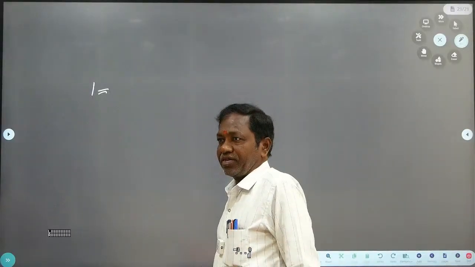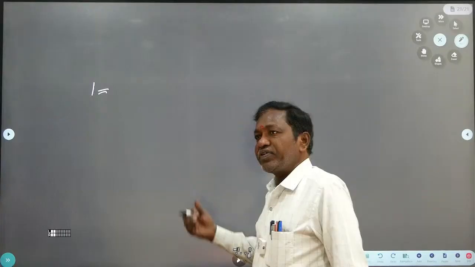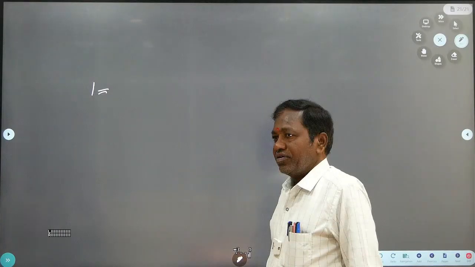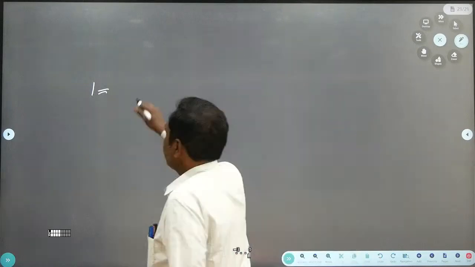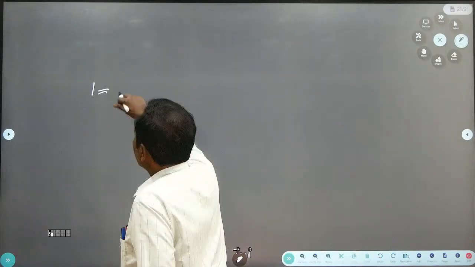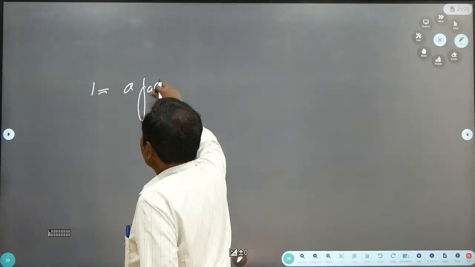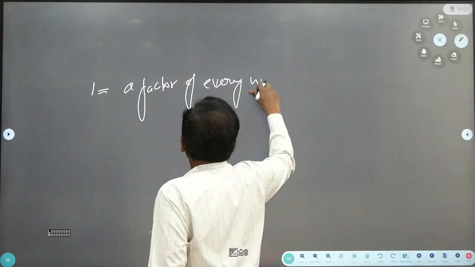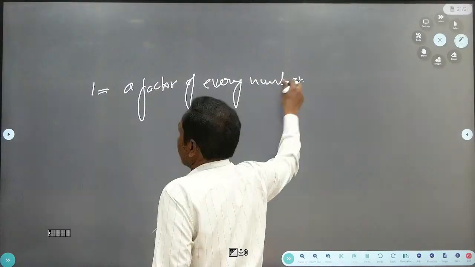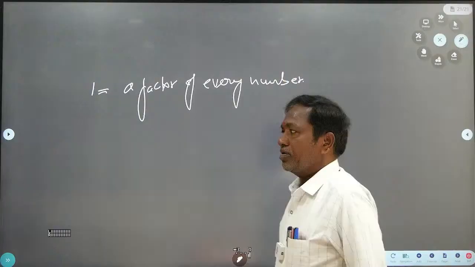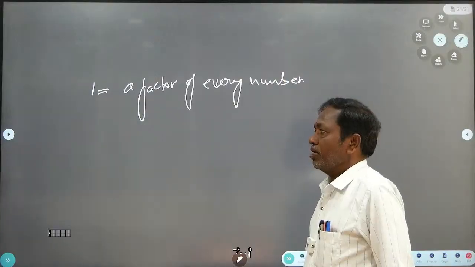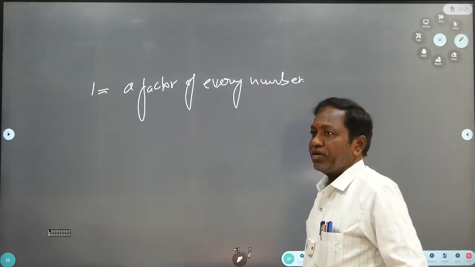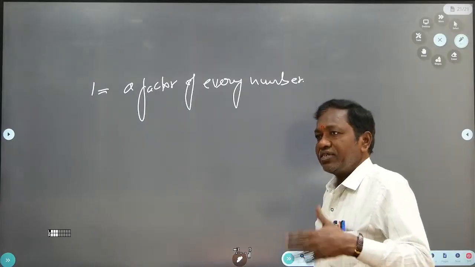Minimum, how many properties can we write for 1? Uniqueness of numbers. 1 is a factor of every number.